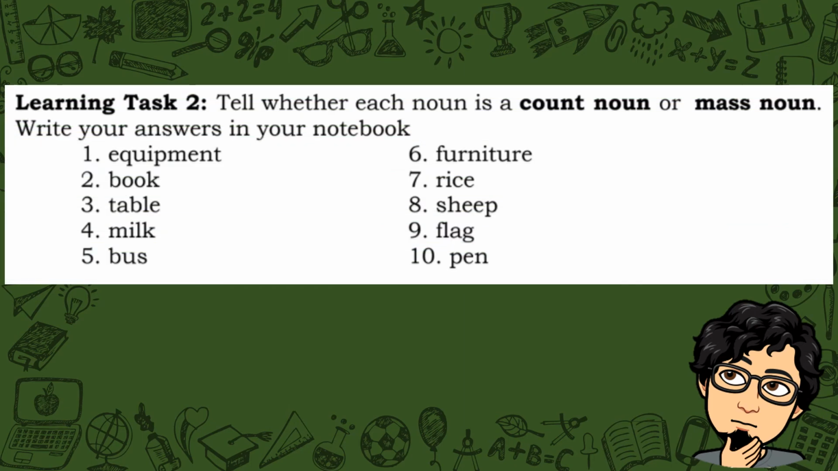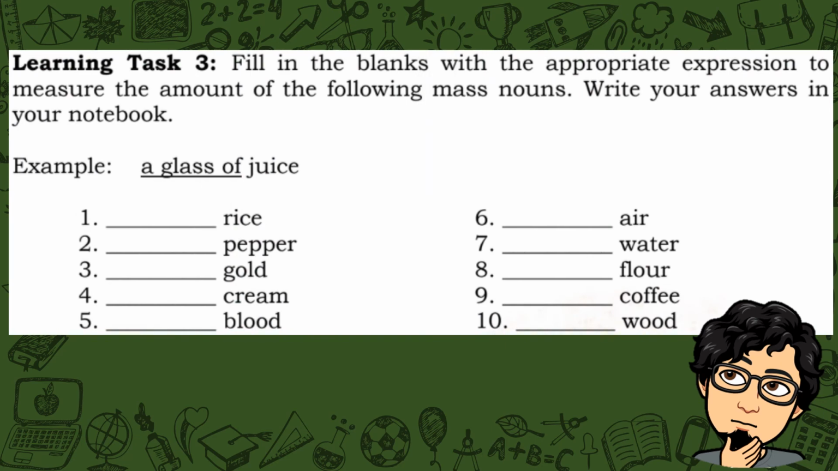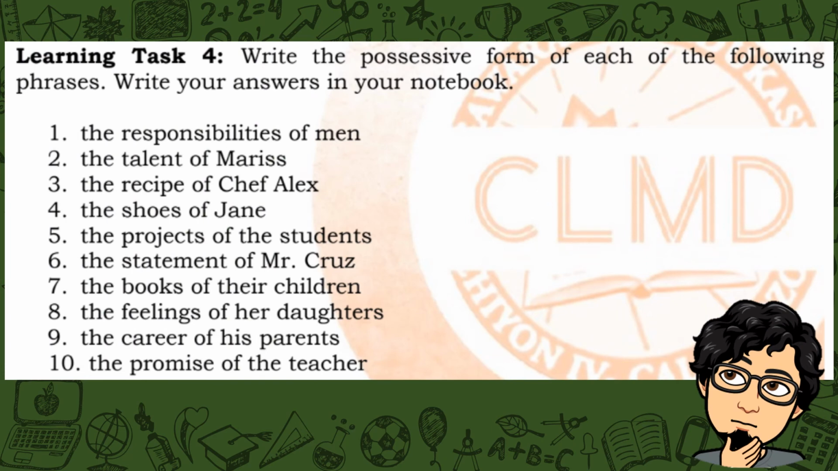Learning task number 2 on page 12. Tell whether each noun is a count noun or mass noun. For example, the word equipment is a mass noun. Learning task 3. Fill in the blanks with the appropriate expression to measure the amount of the following mass nouns. Example, a glass of juice. Learning task number 4 on page 13. Write the possessive form of each of the following phrases. Example, the responsibilities of men. Its possessive form is men's responsibilities.